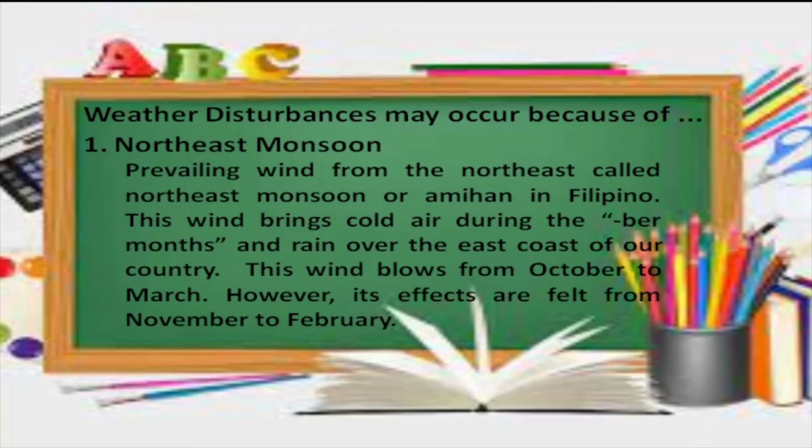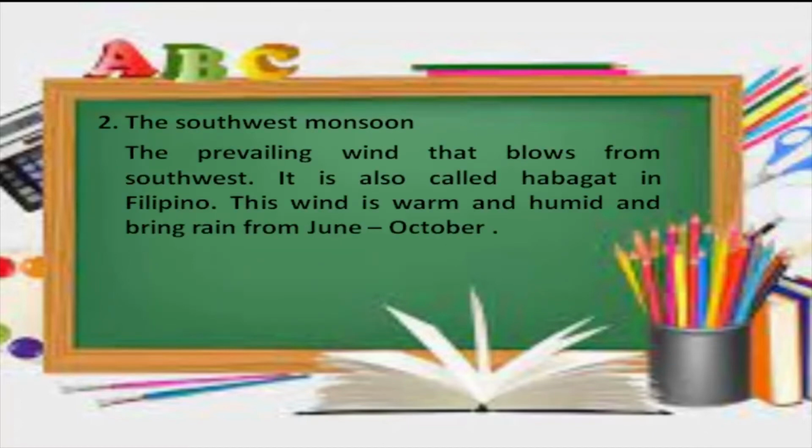This is the prevailing wind from the northeast, called northeast monsoon or amihan in Filipino. This wind brings cold air during the ber months and rain over the east coast of our country. This wind blows from October to March. However, its effects are felt from November to February. Number 2 is the southwest monsoon. This is the prevailing wind that blows from the southwest. It is also called habagat in Filipino. This wind is warm and humid and brings rains from June to October.